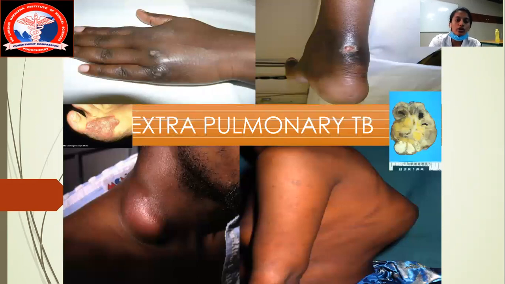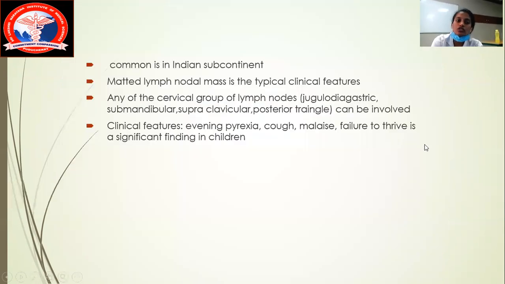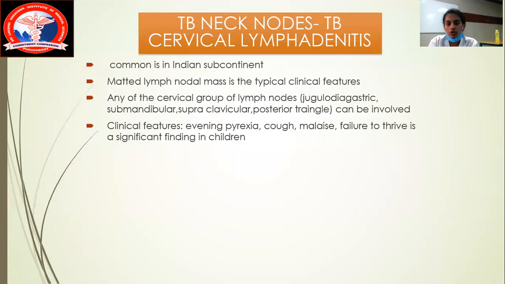Now we are going to start on extrapulmonary tuberculosis. Here we can see the patient is having bone and joint as well as cutaneous involvement. This is a collar stud abscess. This is a gibbous formation, which is because of TB spine. Here we can see genitourinary tuberculosis.